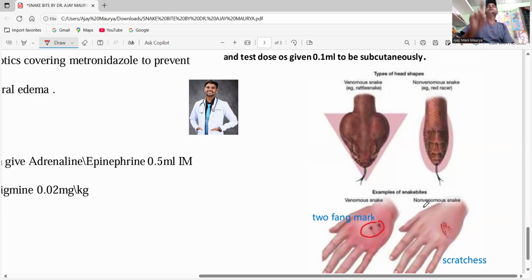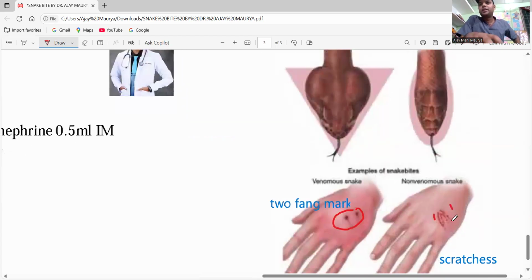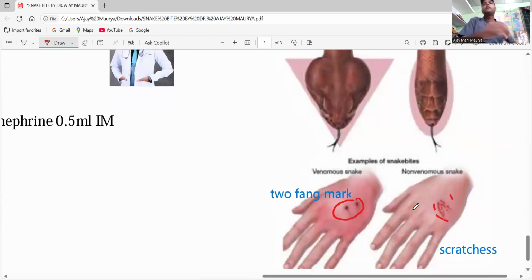Okay, if the patient is bitten by a non-poisonous snake, it means there are no classical fang marks. There are only scratches present here. Only the tooth marks are present here. There are no fang marks. This is how you have to identify this.